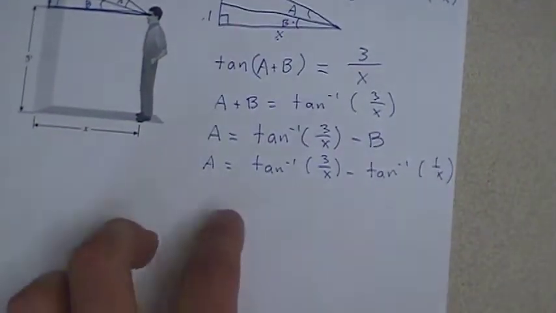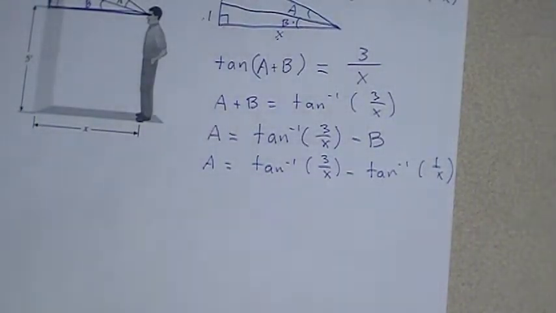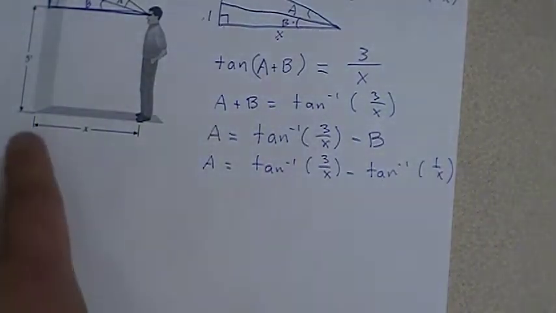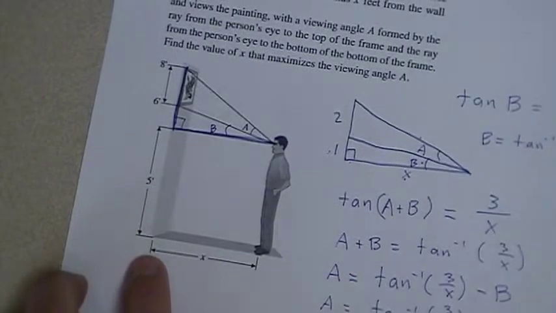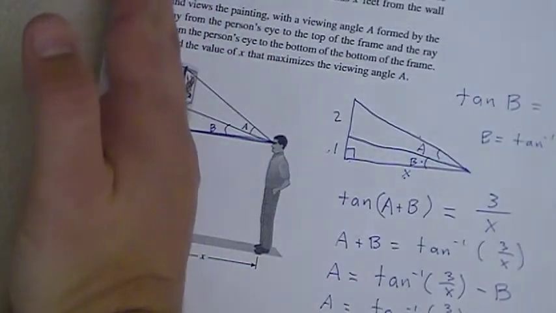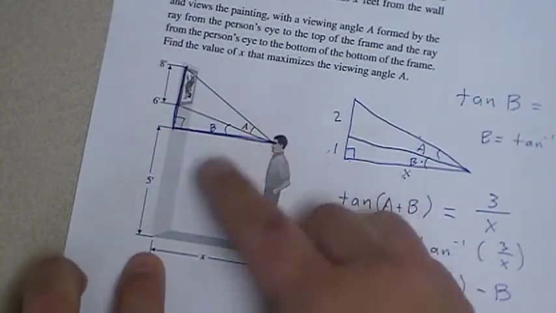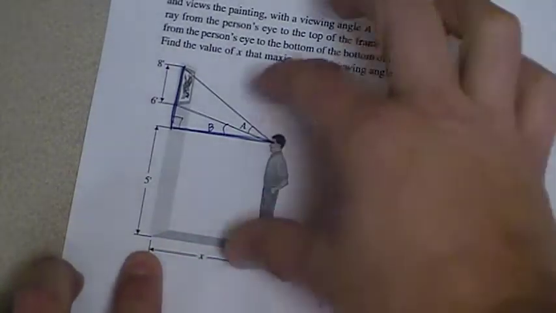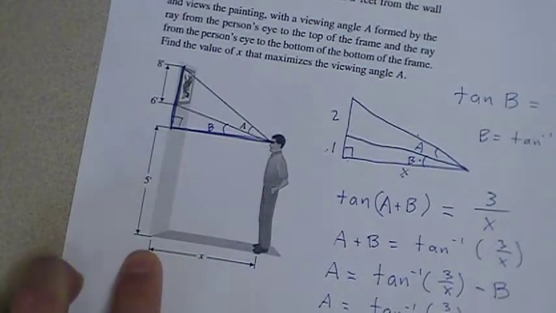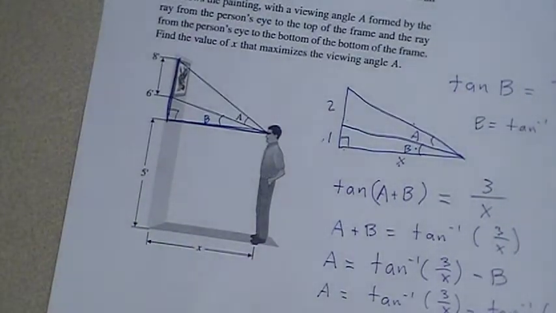angle. So to find an absolute maximum, it can either be at the end point of an interval, and we do kind of have an interval here. You know, this person can stand right up against the wall, but then there's not really going to be an angle A, so I guess the smallest value x can be is 0. The biggest value can, I guess, theoretically be infinity. So we don't really have a nice little interval here.